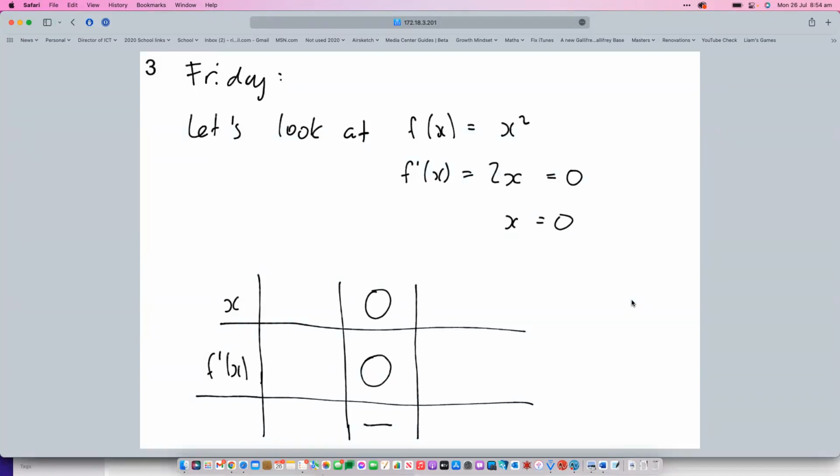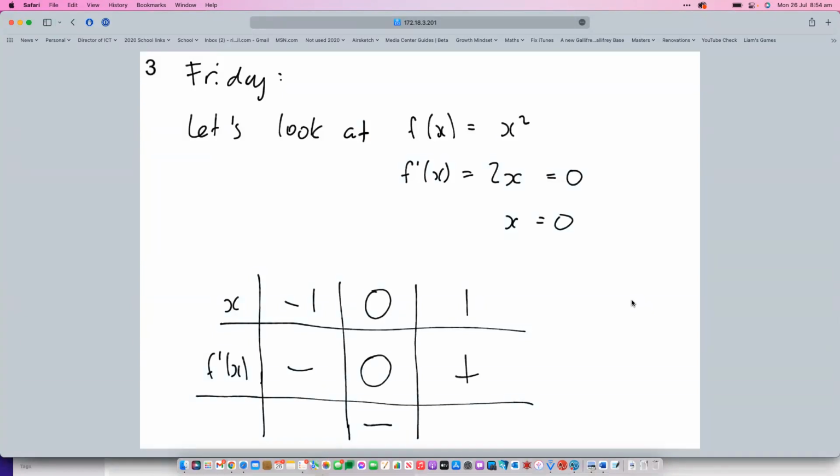So if I now look at a point either side, and that's arbitrary, I can choose any number really. I can then substitute that into f dash of x, because it's an easy function to do so, and see what's going on. If I substitute -1 for x, I get -2, so that's negative. And if I substitute 1 for x, I get 2, which is positive.